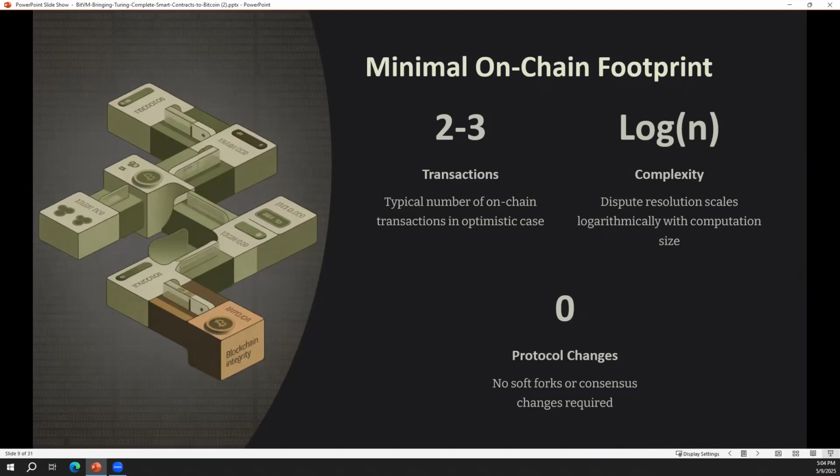So this design ensures a minimal on-chain footprint. In the optimistic case, with no dispute, typically only two or three transactions go to the blockchain, for example, funding the contract and the final statement. In the pessimistic case, that is a dispute, additional transactions are used, but BitVM's design keeps the number logarithmic in the size of the computation, or even constant-round in newer versions. All heavy processing and storage happen off-chain between the participants, preserving Bitcoin's performance and decentralization.